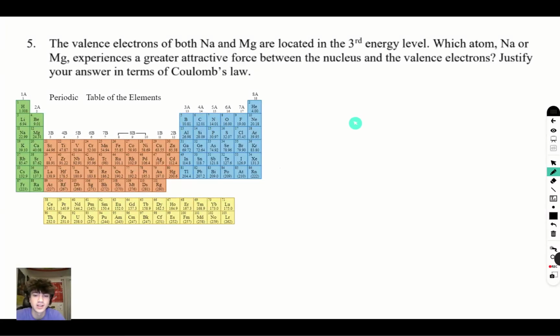Today we're taking a look at 1.5 electron configuration, so let's get straight into it. The valence electrons of both Na and Mg are located in the third energy level. Which atom, Na or Mg, experiences a greater attractive force between the nucleus and valence electrons? Justify your answer in terms of Coulomb's law.